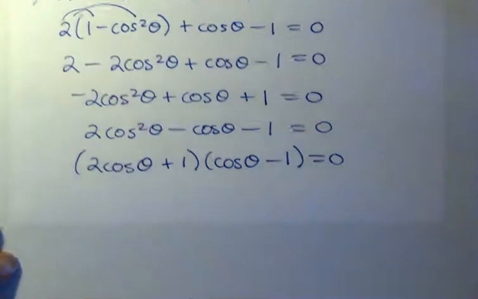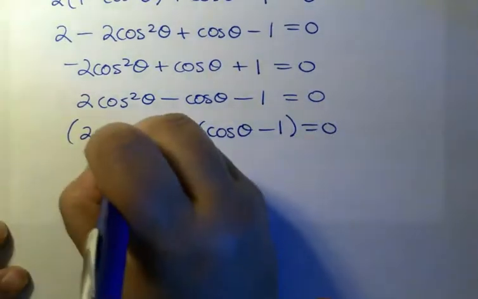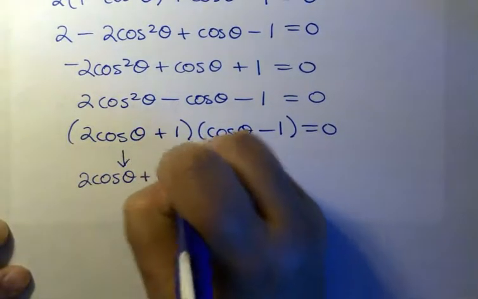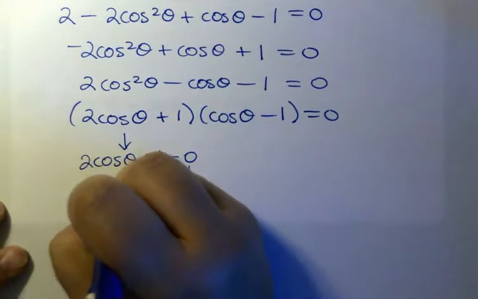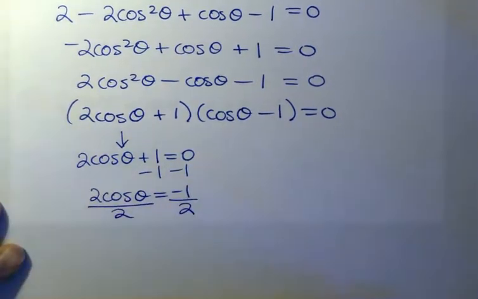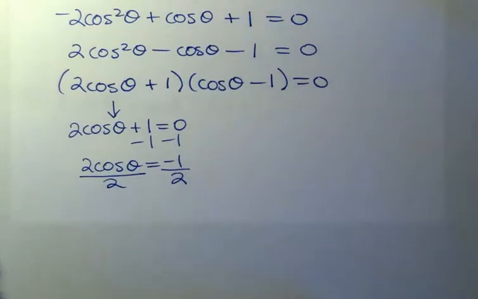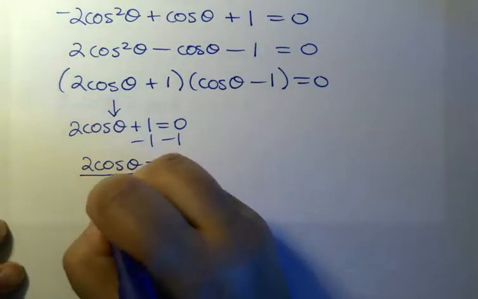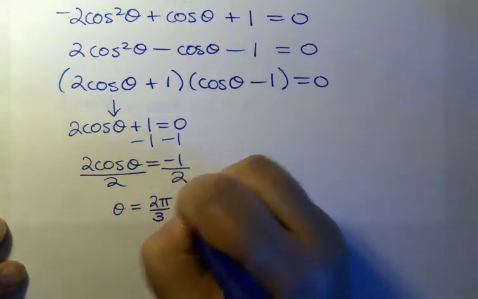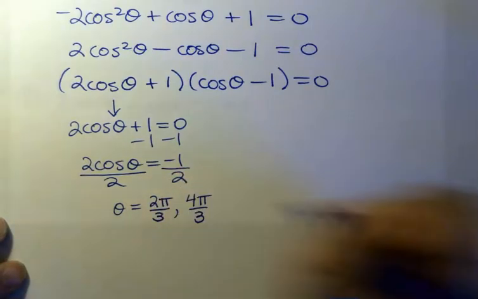I have factored and I'm ready to set each of those factors equal to 0 and solve. 2 cosine theta plus 1 equals 0. That means 2 cosine theta equals negative 1. Cosine is negative 1/2. Where is the cosine negative 1/2? That happens at 2 pi over 3 and at 4 pi over 3.